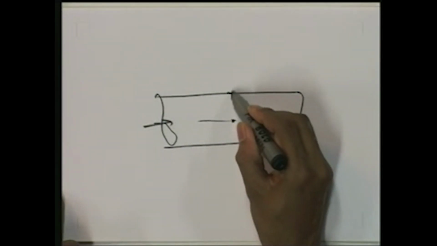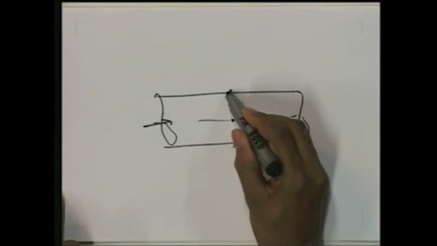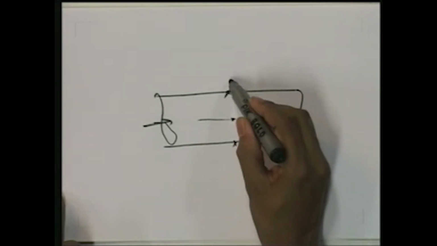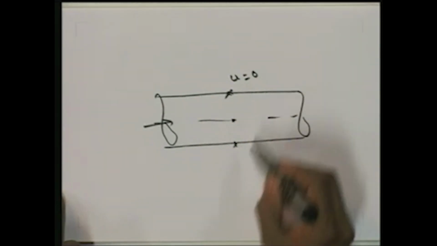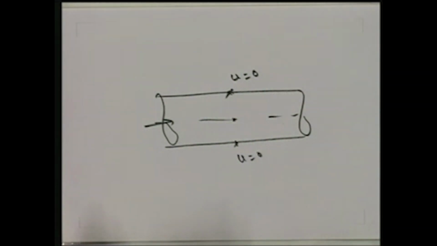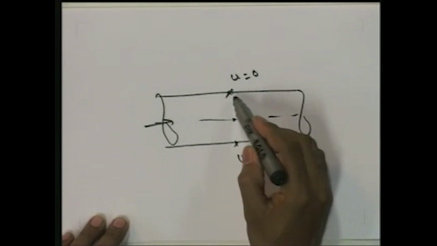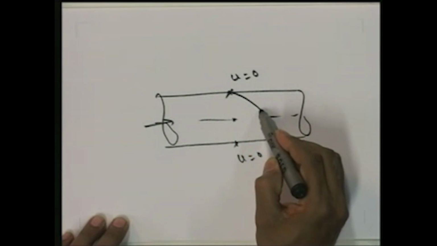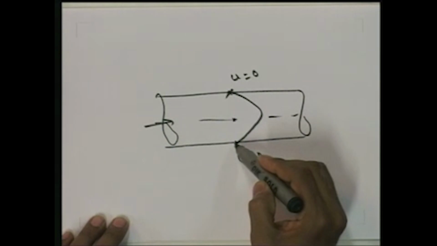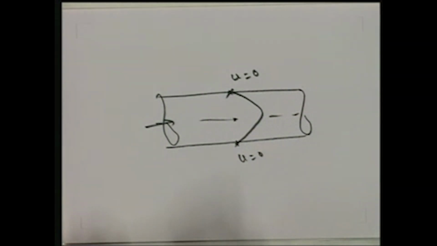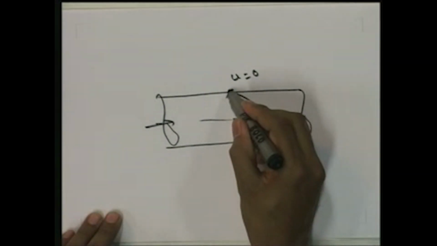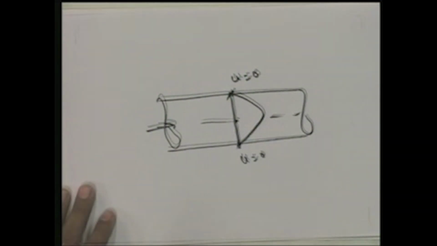So, due to the no slip condition on the pipe boundaries, the velocity will be 0 at the pipe wall, and then you can see that the velocity will be maximum at the center, and then again on the other side it will be 0. So, with respect to this we can now plot the velocity variation for laminar flow in pipes.